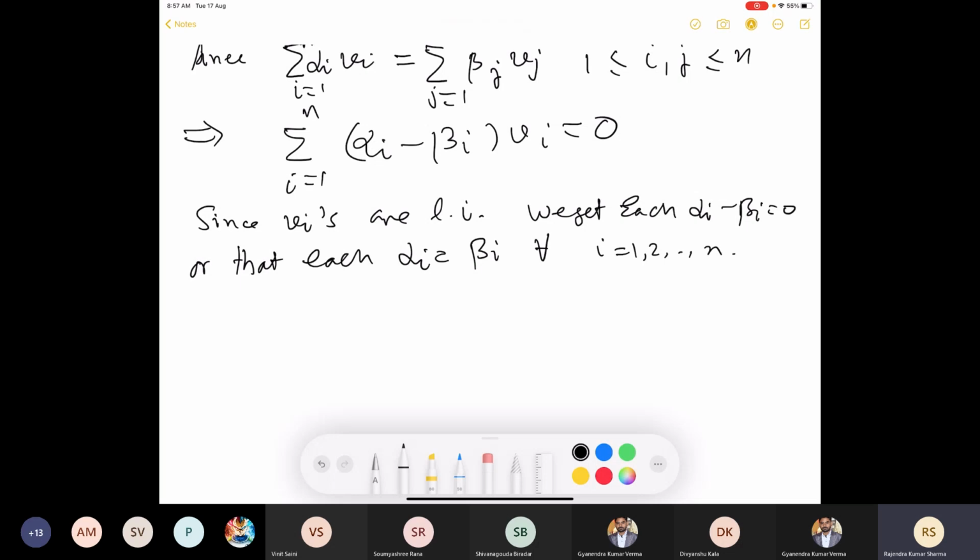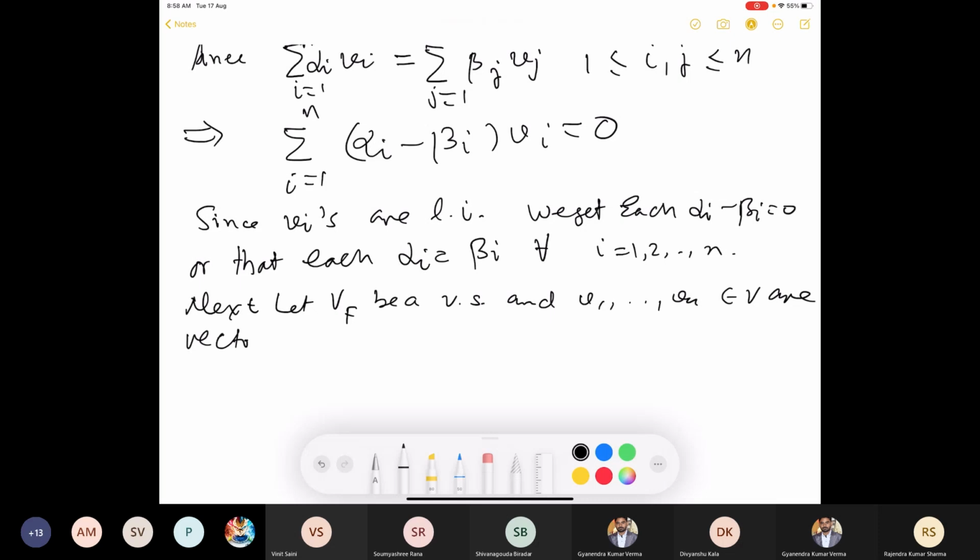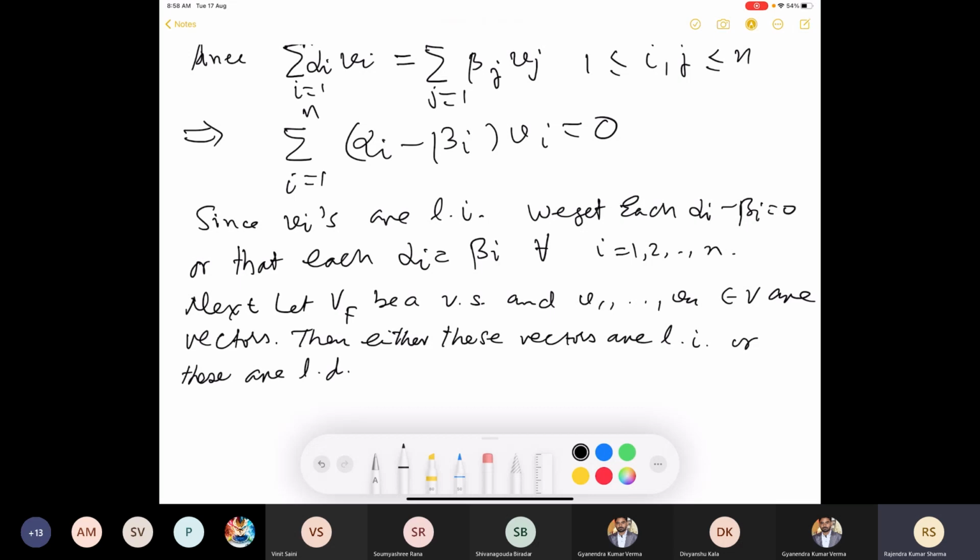Now another interesting property, which will be repeatedly used but is easy to prove, is the following: if you have vectors, say v1, v2, ..., vn, then either they will be linearly independent, or if they are not, we can prove something next. Let us say V over F is a vector space, and v1, v2, ..., vn in V are vectors. Then either they are linearly independent or they are linearly dependent. Cannot be both.